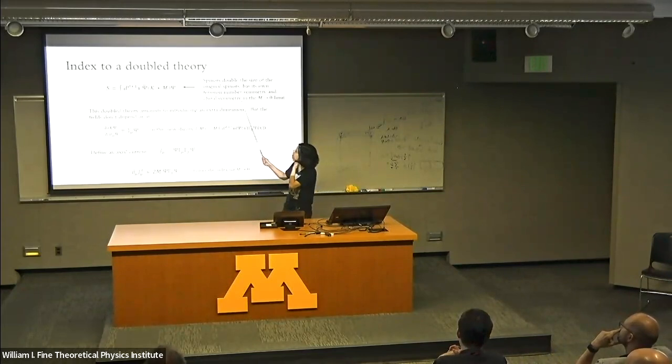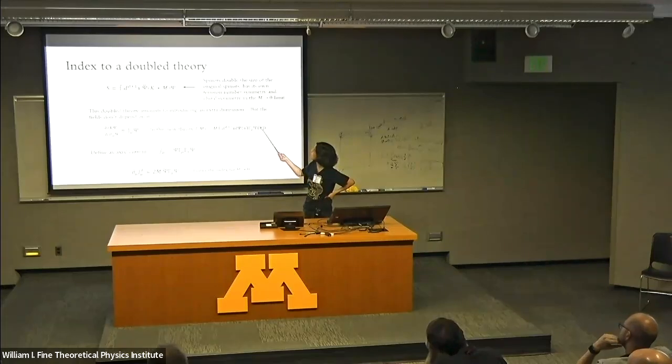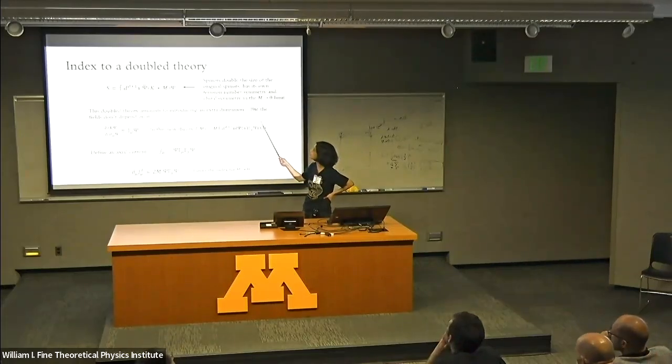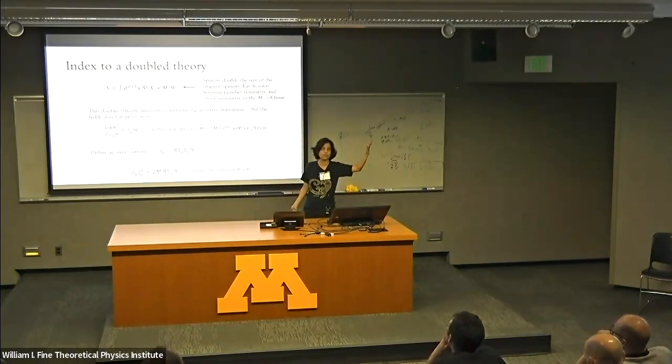And now what you see here in this theory is that it has its own fermion number symmetry. And it also has a chiral symmetry in this big M going to 0 limit. And these two symmetries have nothing to do with what symmetries your original theory had.